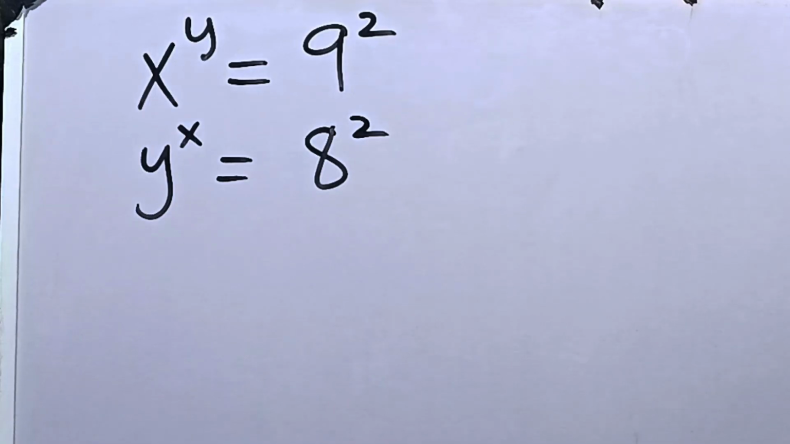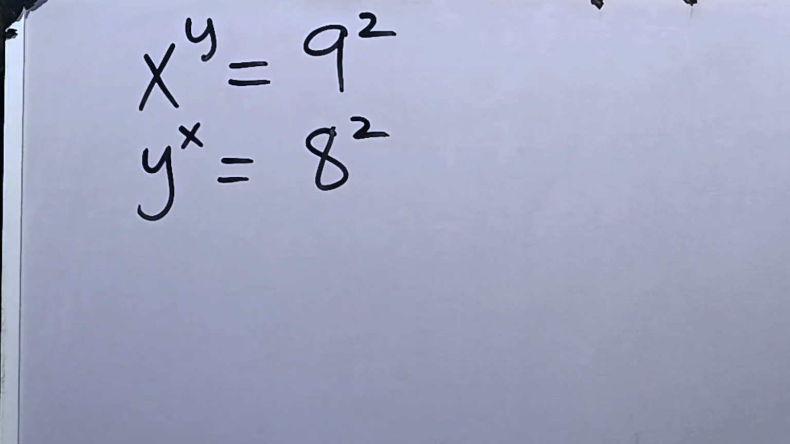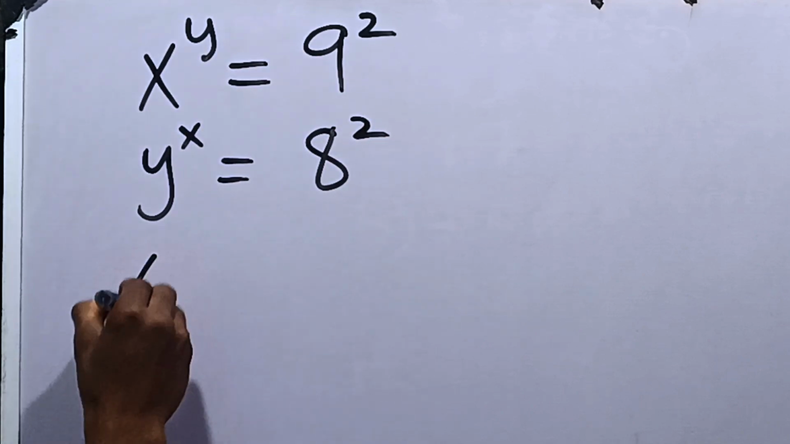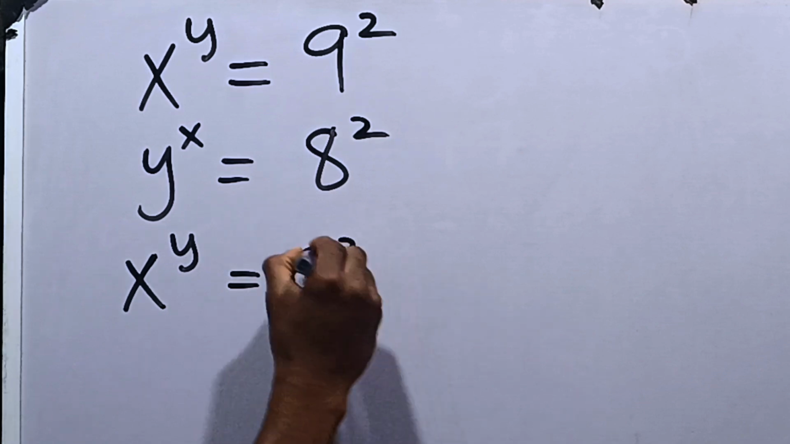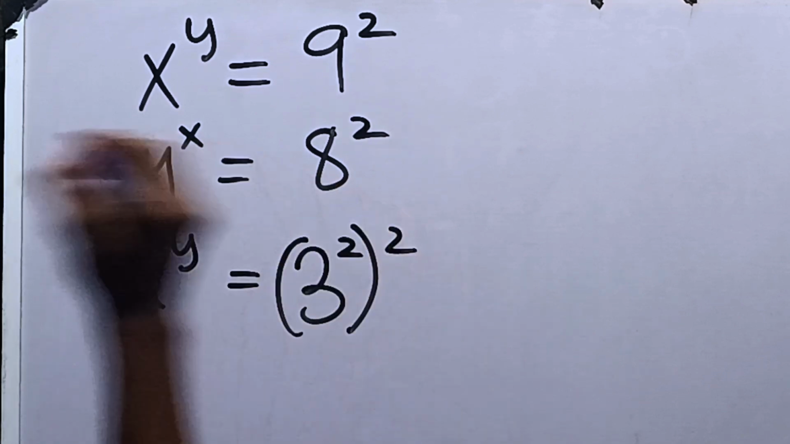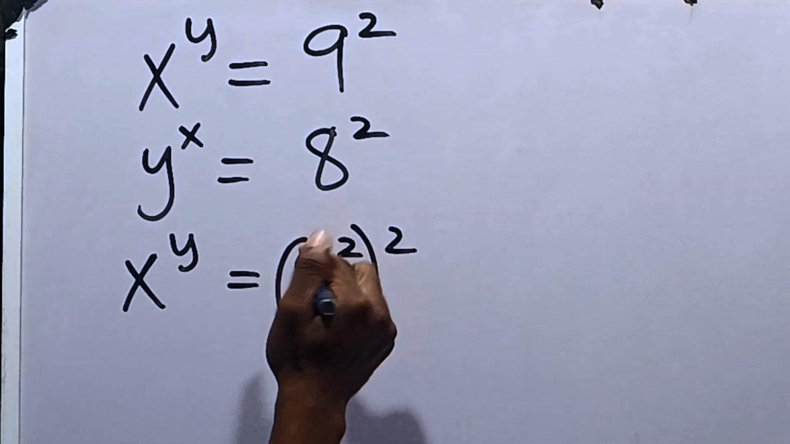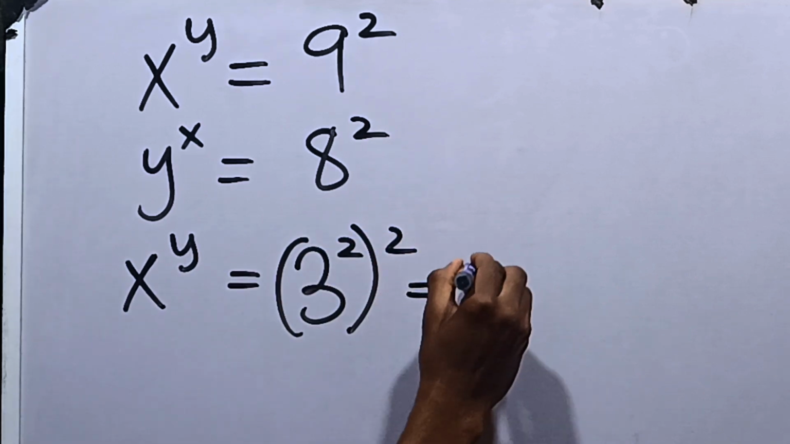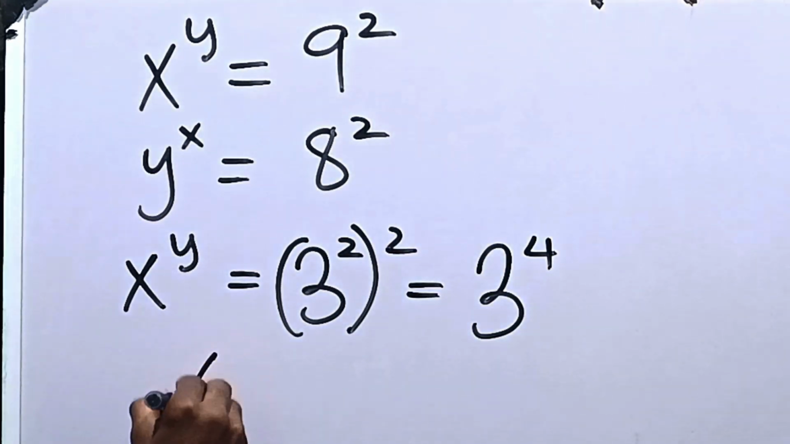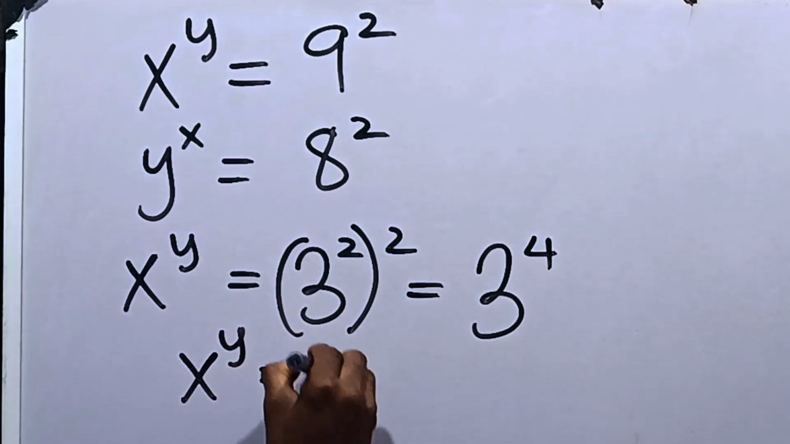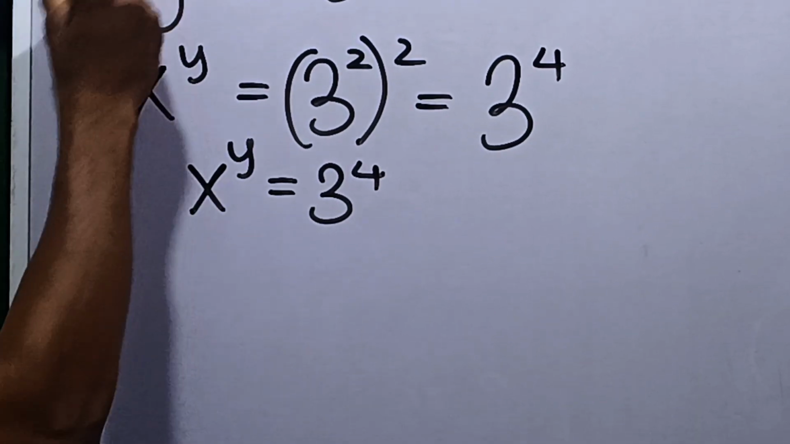Now moving on from here, we can express 9 as 3 squared. So our x raised to the power y is equal to 3 squared raised to the power of 2. From the law we introduced in the beginning from indices, you can multiply these two powers. So 2 times 2 is 4, and this becomes 3 raised to the power of 4. So we can conclude here that x raised to the power y is equal to 3 raised to the power of 4.